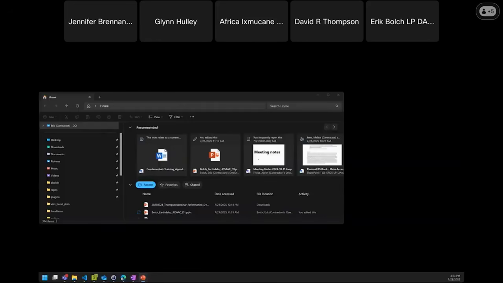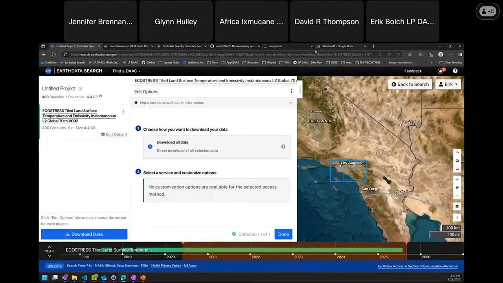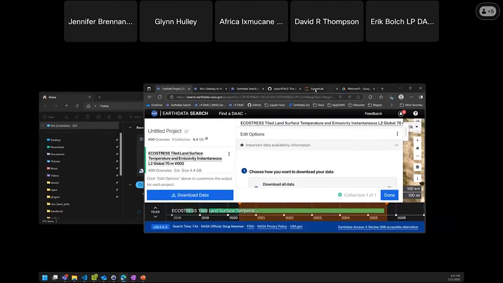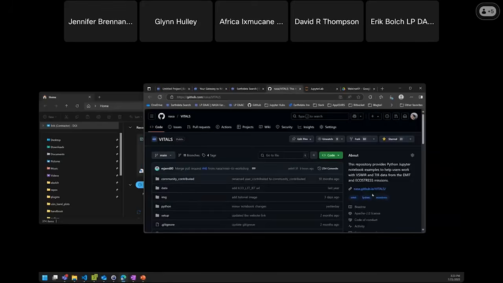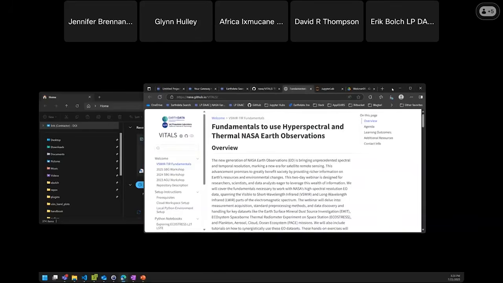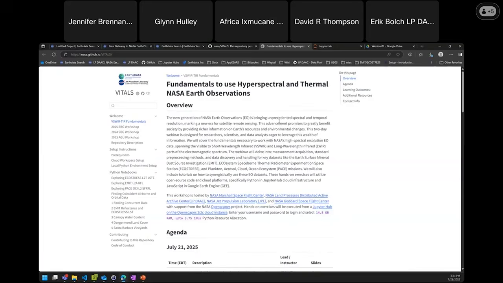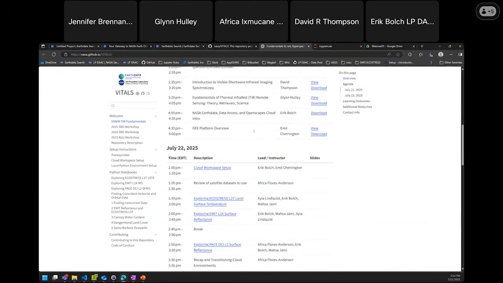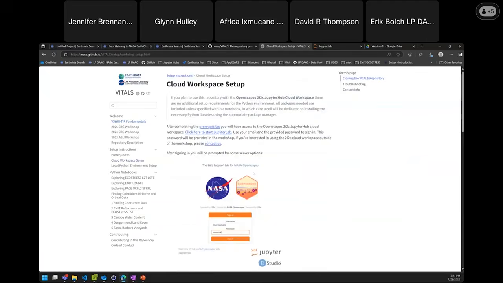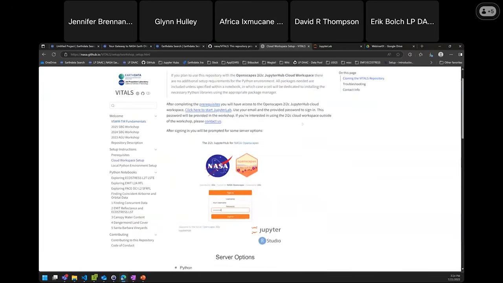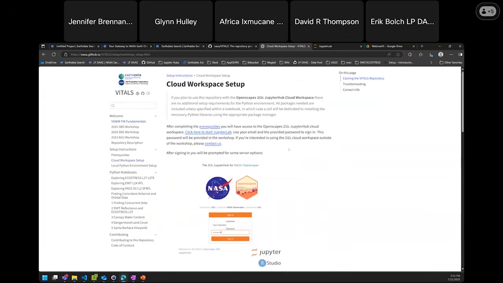And then lastly, I will go back to the webbook page. And here, I'm just going to give a brief preview of the cloud workspace. So there are some setup instructions, and really the only thing you need for the workshop tomorrow is going to be an Earthdata login.